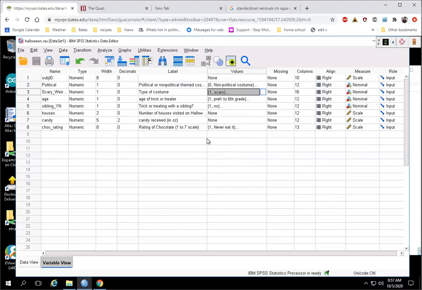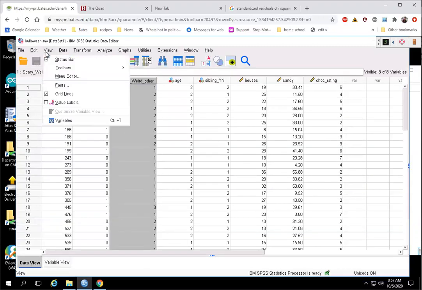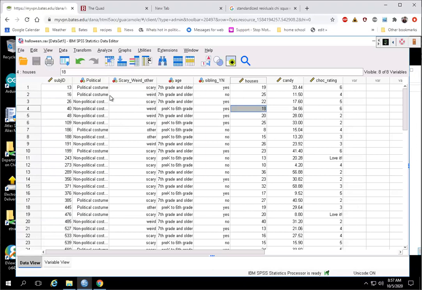When you're working with nominal variables like this, it can be really helpful in the data view to go to the View menu and just check Value Labels. That way we can see, oh, person number 1's costume was scary, person number 2 was weird, and so on like that. It's just a convenience. It doesn't affect our analysis, but it's a way to get a better handle on your data from the data view here.